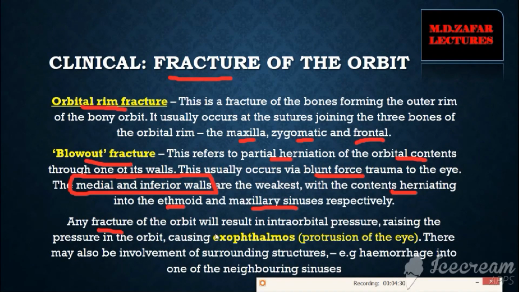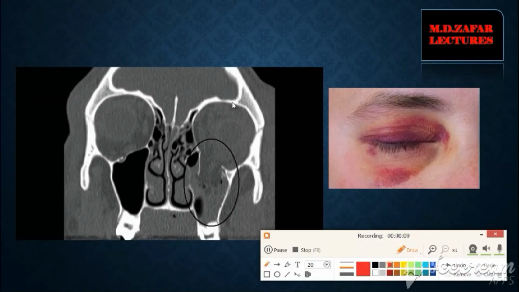Any fracture of the orbit will result in an increase in the intraorbital pressure, raising the pressure in the orbit and causing protrusion of the eye, known as exophthalmos. There may also be involvement of the surrounding structures, leading to hemorrhage of the sinuses. Now, talking about the radiological image, as you can see, this is the orbital rim, and if any of the bone gets broken, it will be an orbital rim fracture, and this is how it will look clinically.